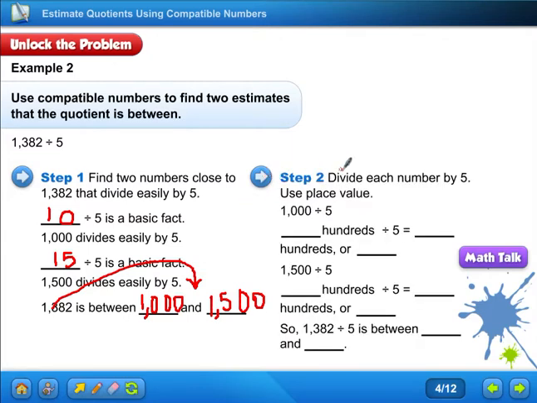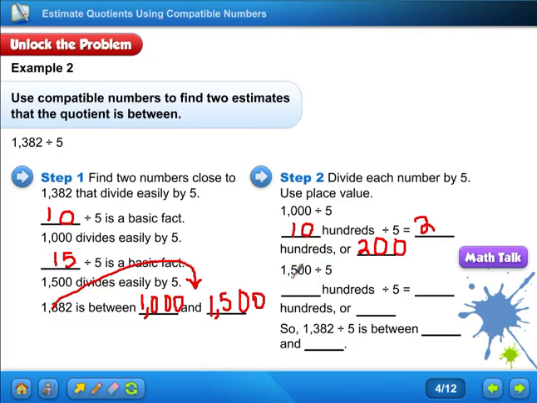All right, let's do step 2. Divide each number by 5. Use place value. 1,000 divided by 5. So I'm going to change that to hundredths. So for hundredths, I would take off the 2 last places. So 10 hundredths divided by 5 equals 2 hundredths, or 200. We took off the 2 zeros and added the word hundredths. Also here, the 2 zeros aren't there, but here we put them back because it's 200.